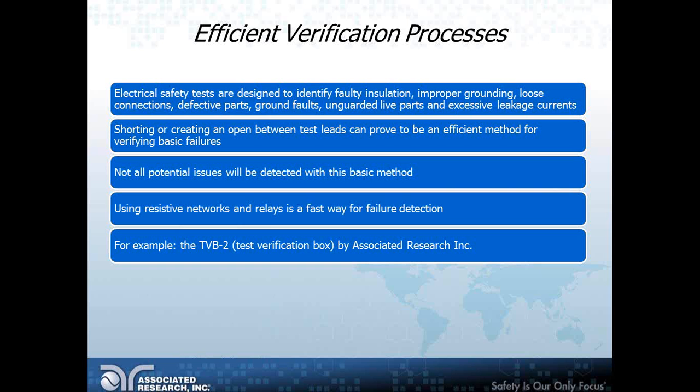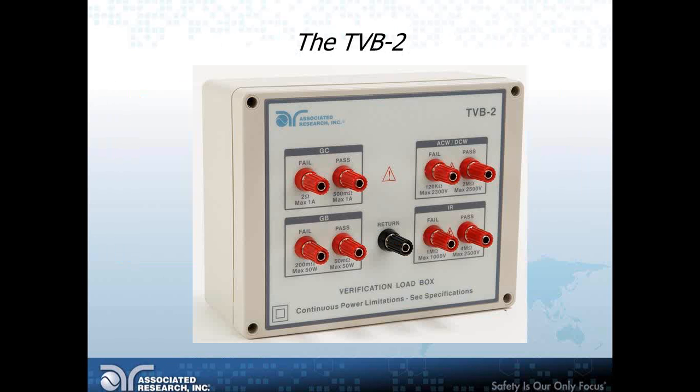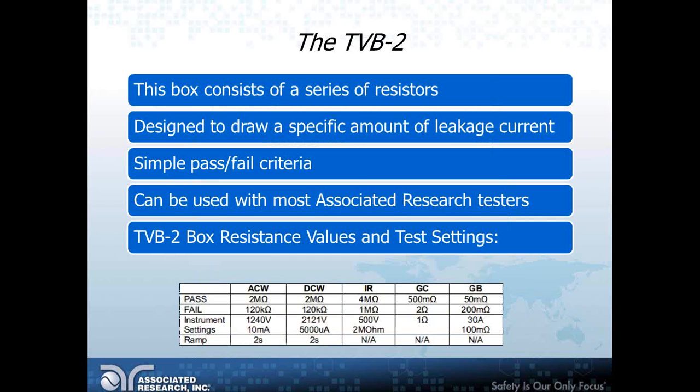For example, the TVB2, the Test Verification Box 2 by Associated Research. Here's a picture of it. It allows the user to run a very basic verification for their ground continuity, ground bond testers, dielectric withstand AC and DC testers, also insulation resistance testers. We're going to get into some detail on how this box can be utilized when we give out some examples.